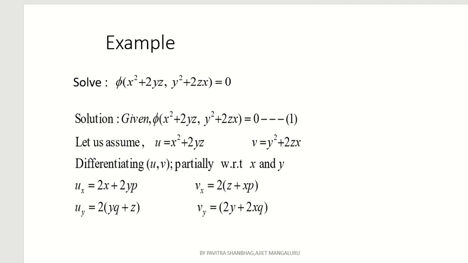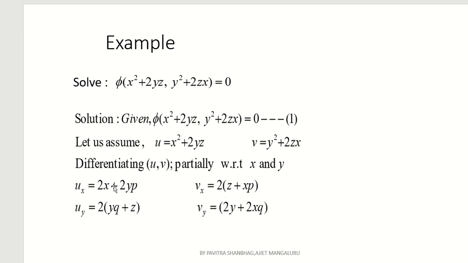Now let us move to another example. See here, phi of (x square plus 2yz, y square plus 2zx) equal to 0. Again compare it with phi of (u, v) equal to 0. Write what is u, what is v. u is here x square plus 2yz, v is here y square plus 2zx, and just explain the procedure. For the procedure 3 marks are there, that is already explained in the previous 2 slides. Same thing you have to explain here. Now differentiate this partially with respect to x and y. So what is u_x, what is u_y here, what is v_x, what is v_y here. What is u_x here?